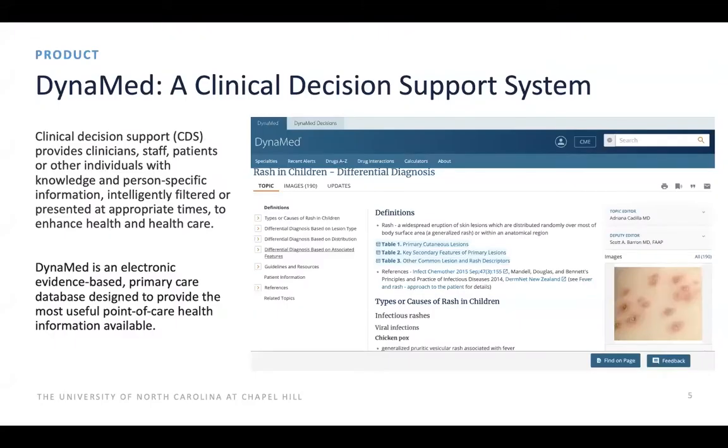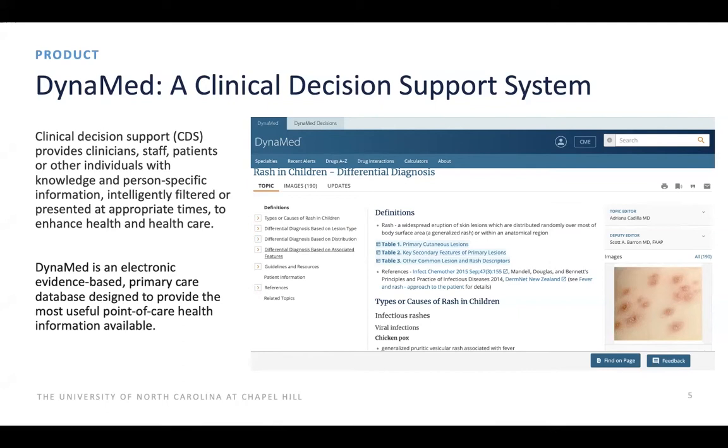So the product here is a clinical decision support system called Dynamed. So what is a clinical decision support system? A clinical decision support system provides clinicians, staff, patients, and other individuals with knowledge and person-specific information that is filtered or presented at appropriate times to enhance health and healthcare.